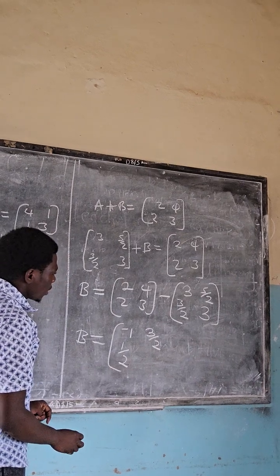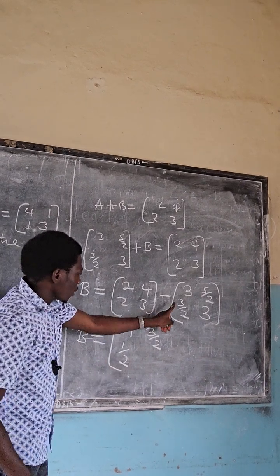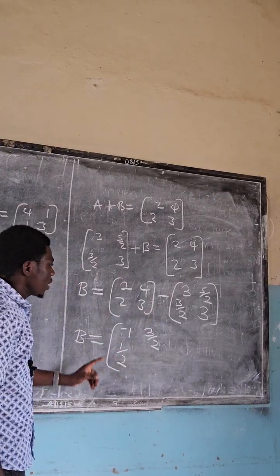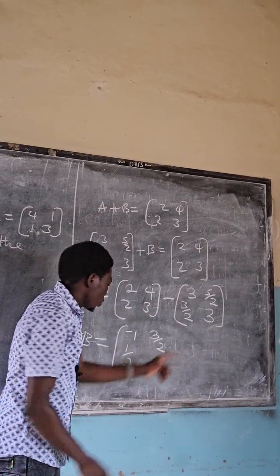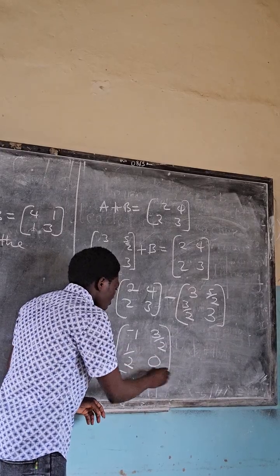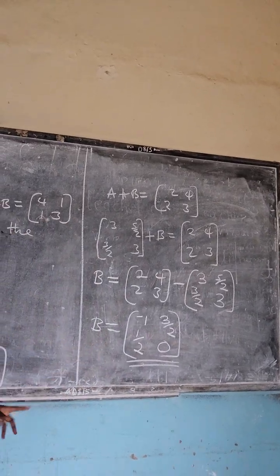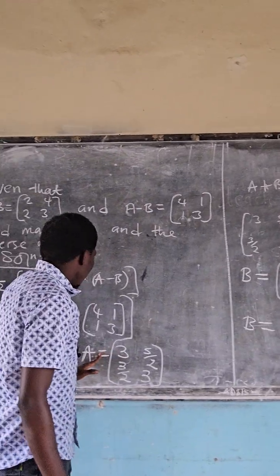Is it? Let me check. 2 times 2 minus 3 over 2, that is 1 over 2, yes. And then we are going to have 3 minus 3, which is going to give us a 0. So that means you've gotten also matrix B. So that's how you can get matrix A and matrix B.